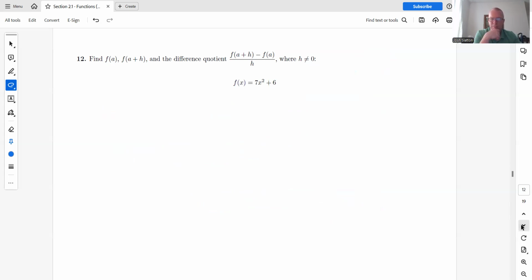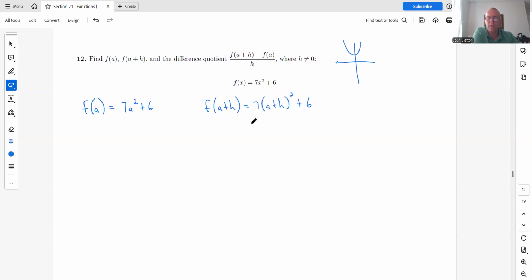function. So quadratics, in this case, would look something like that. So this is not linear because we have this x squared. So let's do the same thing here. So f of a is 7a squared plus 6. F of a plus h would be 7 times a plus h squared plus 6.